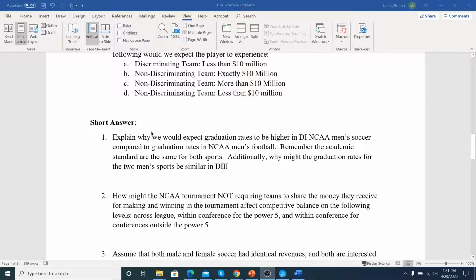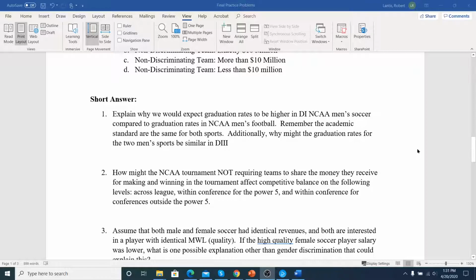So short answer, we'll go through a couple of these, and then we'll save the rest for tomorrow. Number one, explain why we would expect graduation rates to be higher in D1 NCAA men's soccer compared to graduation rates in NCAA men's football. Remember, the academic standards are the same for both sports. Additionally, why might the graduation rates for the two men's sports be similar if we look at Division III?